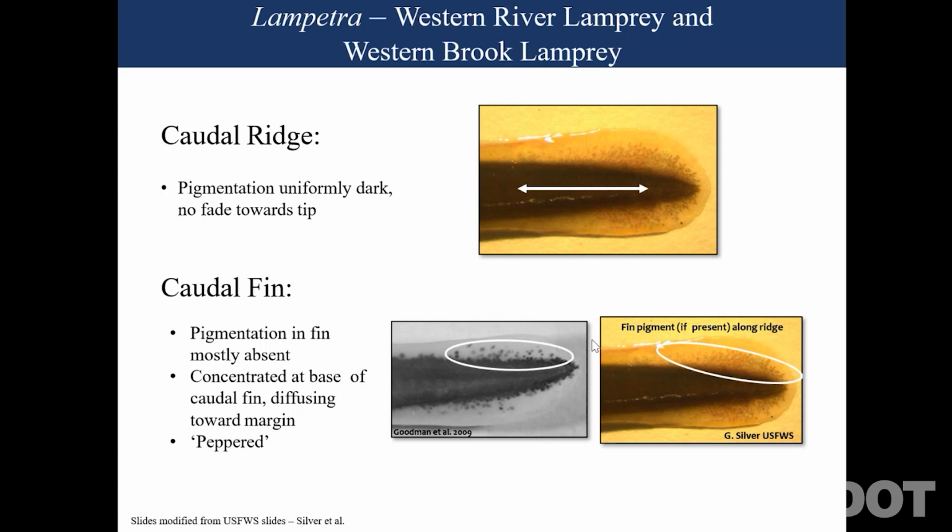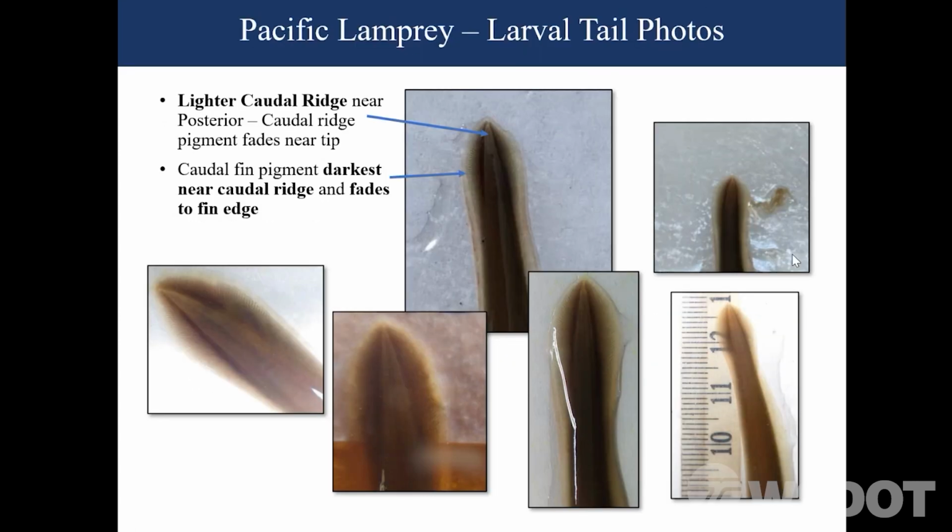The caudal fin will sometimes have some speckling, some like peppering right close to the caudal ridge, but oftentimes is clear or opaque in color. There's not a lot of pigmentation in the fin. So they're kind of opposite.